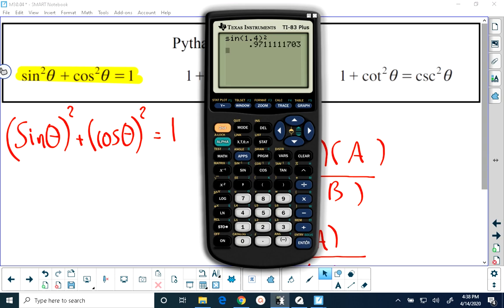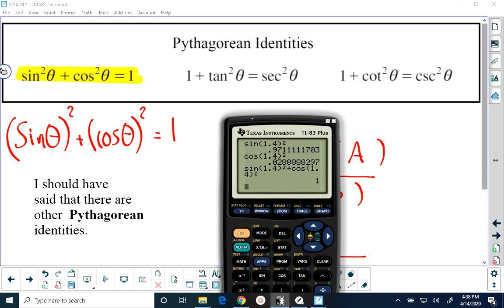Now, if you look at what that's equal to, it happens to be equal to this number. If we were to take a look at cos squared of 1.4, it happens to be equal to this number, but when you add them together, when we take sine squared of 1.4 plus cos squared of 1.4, you get 1. And it doesn't matter what angle you choose, you're always going to get 1. There are other trigonometric identities. You can recognize them because they all contain the number 1, and they all contain trigonometric ratios that are squared.